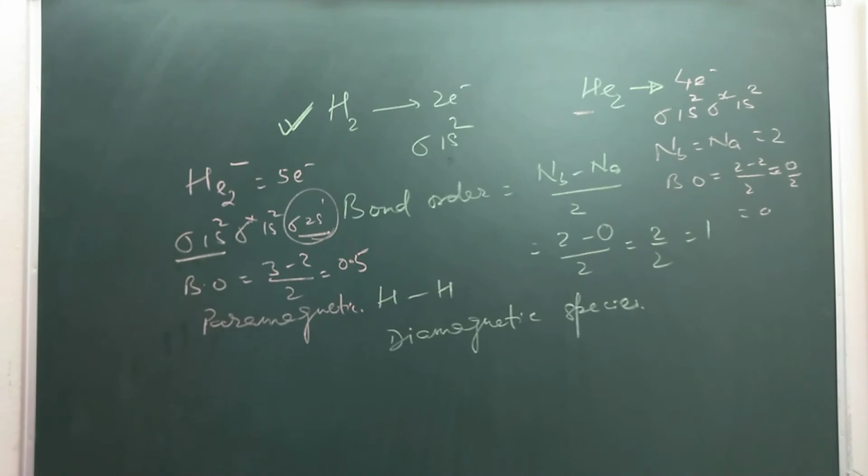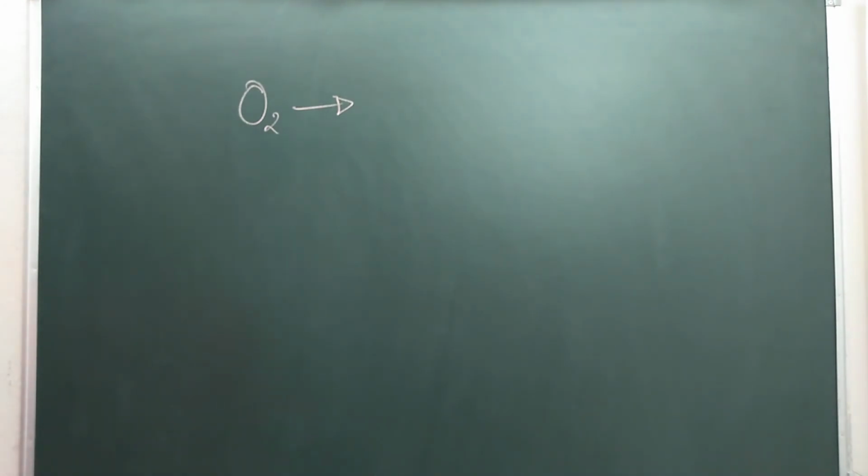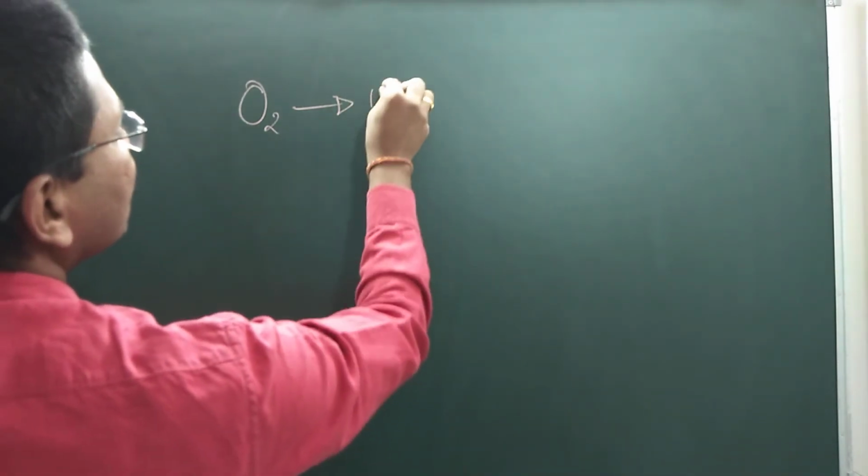So this way you can solve questions based on molecular orbital. I will give you the tough molecules also, like oxygen. Now for O2, the most important question is O2. The paramagnetic nature of O2 was explained by molecular orbital theory. It has 16 electrons.